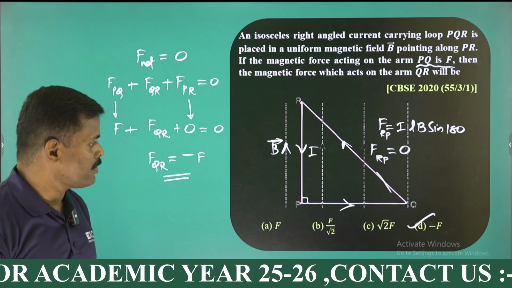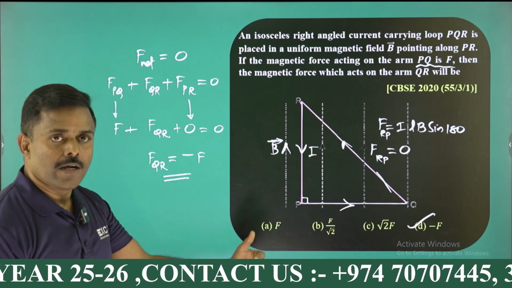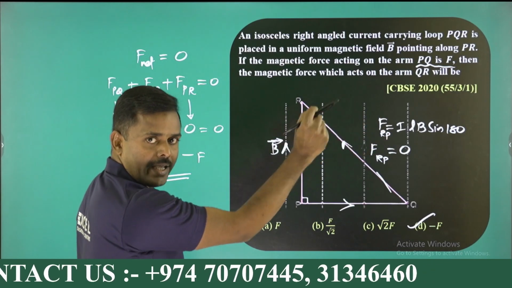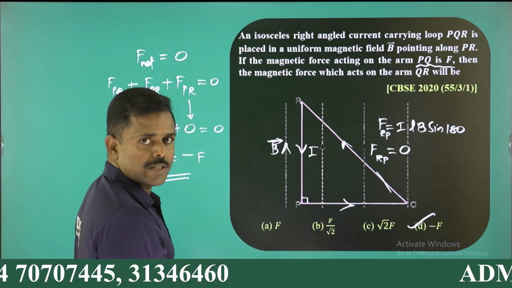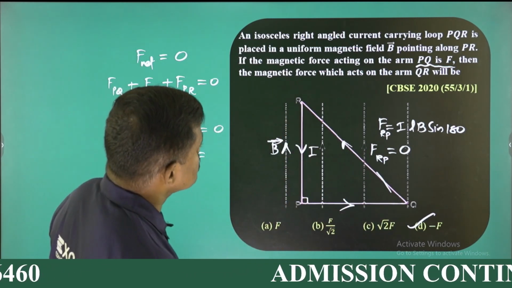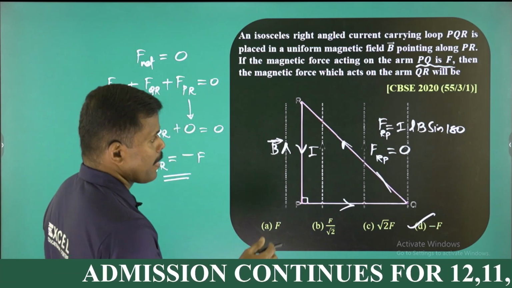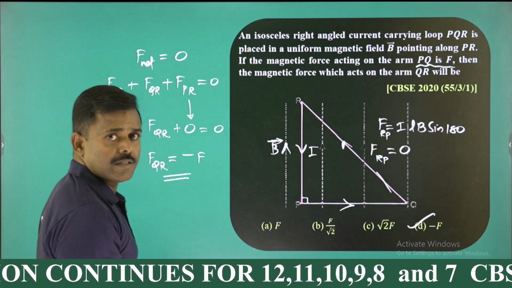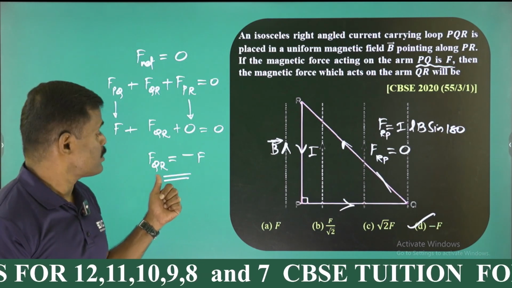You can try the alternate method yourself. Did you understand the alternate method? I will tell you one more time if you didn't understand. Alternate method for finding force on this is directly using ILB sine theta. I into length is root 2L. Why root 2L? Pythagoras theorem. Root of L square plus L square. Then magnetic field into sine of 45. The angle is 45 degrees. You can put it there to find the force. But anyway, this method is much better.